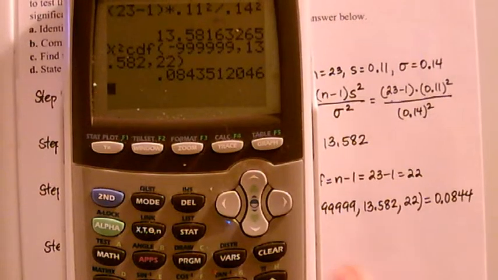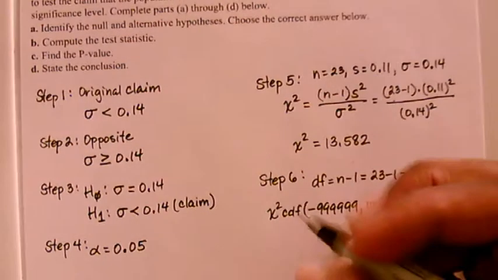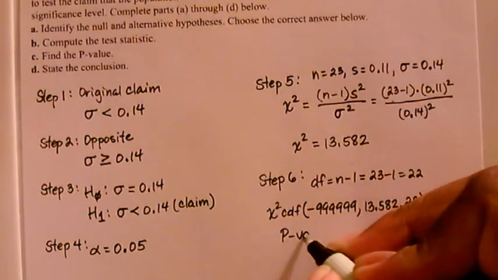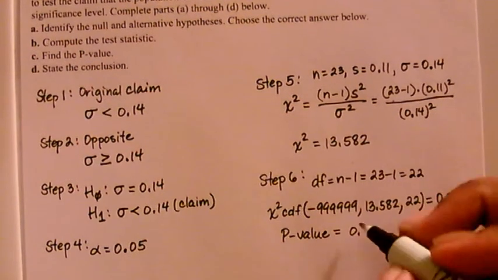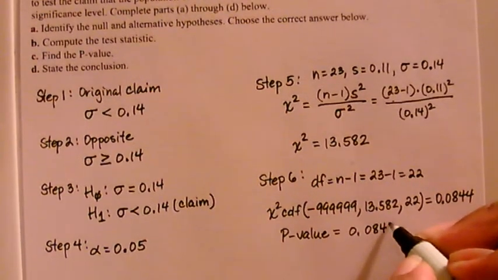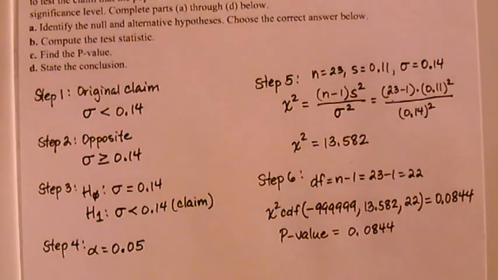0.0844. That's going to be the p-value. It is a left tail test, so your p-value is going to be that number. If it was a two-tailed test, then you'll have to do 2 times that. So it'll be 0.0844 for your p-value. So that's the answer to part C, finding the p-value.